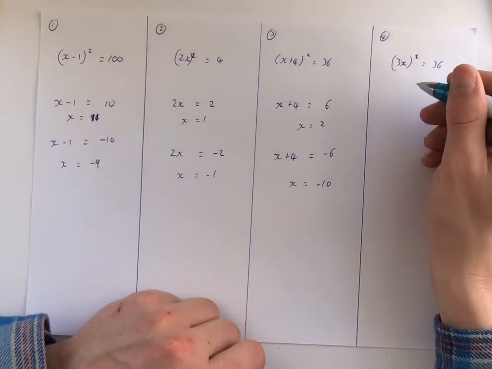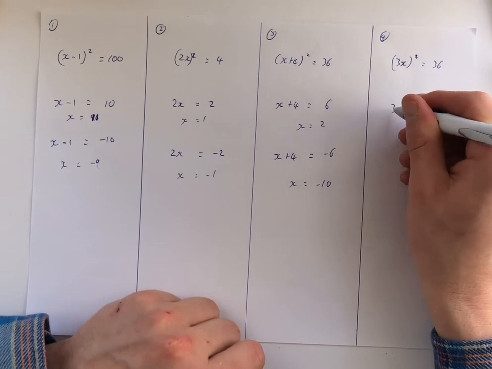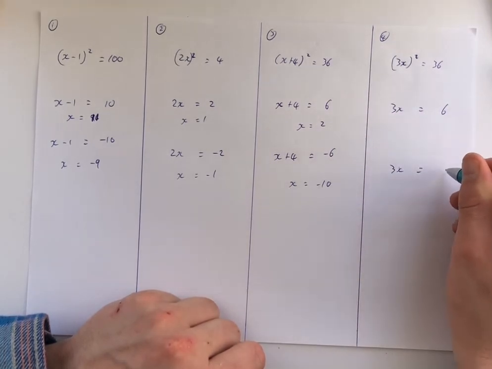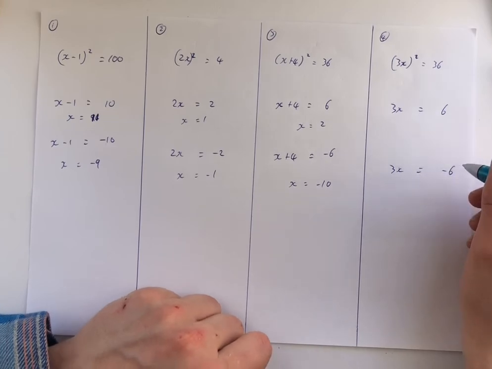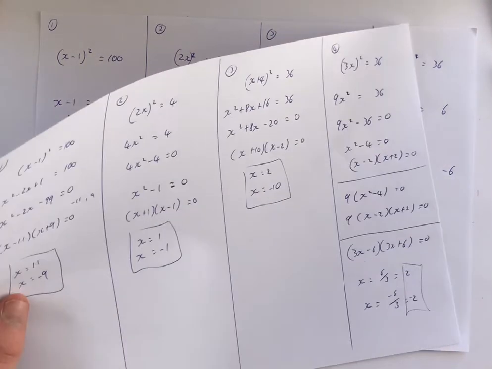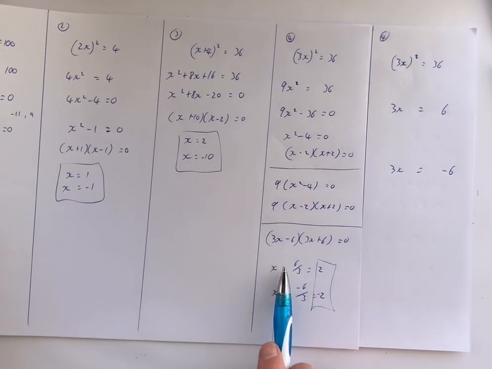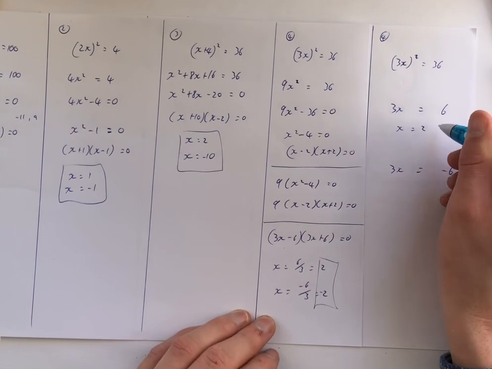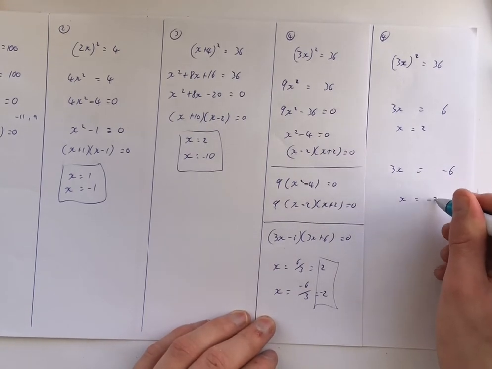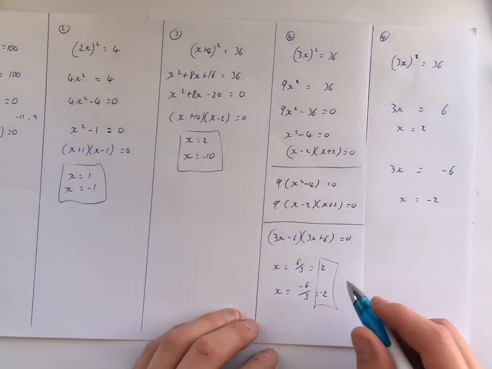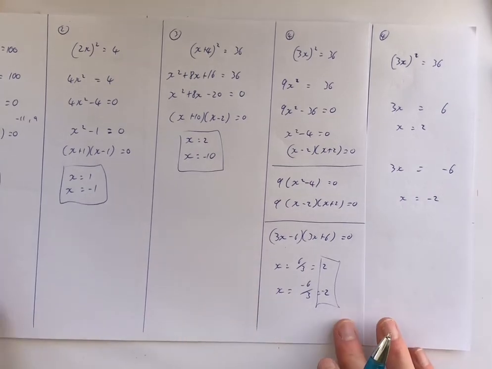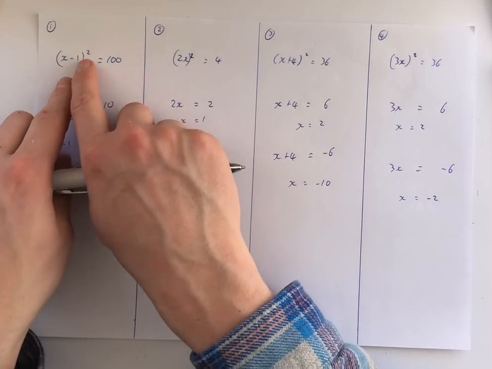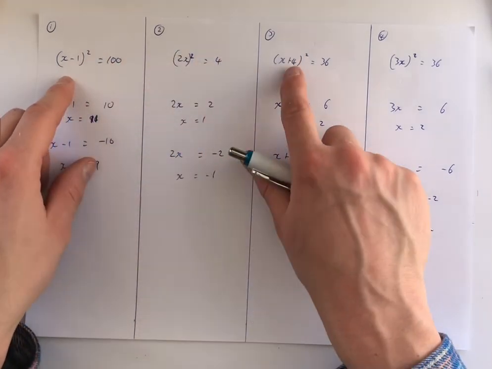Alright, let's square root both sides. 3x is equal to positive 6. 3x is also equal to negative 6, which is actually what we did in this part of the problem. Alright, so divide by 3 and we get 2. Divide by 3 and we get negative 2. Same thing. So that's another unique approach to solving quadratics that are in this squared equals, squared equals, squared equals form.